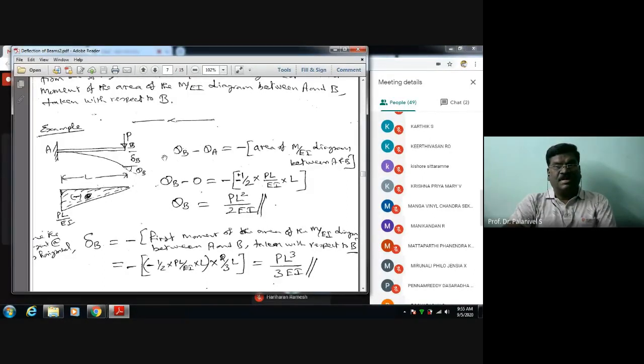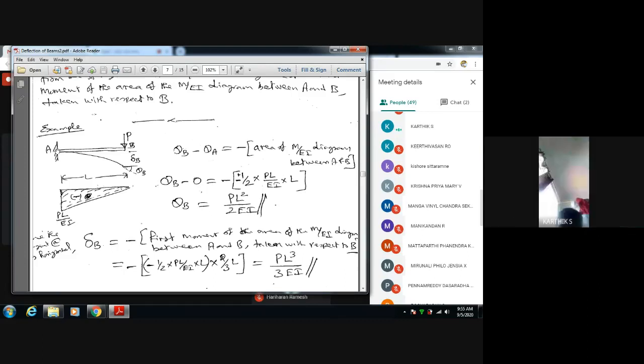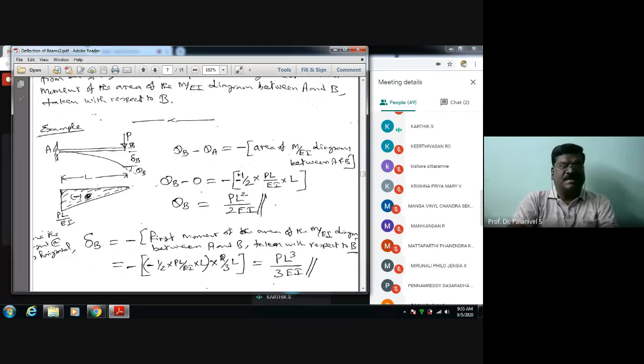So theta BA is nothing but theta B minus theta A, equal to minus the area of the M by EI diagram between A and B. That I have written here. Therefore, theta B minus theta A. What is the angular rotation at A? Which is 0. If you draw a tangent at A, it is horizontal, so the angle made by the tangent at A with the horizontal is 0. No angle of rotation. The angle of rotation at A is 0.